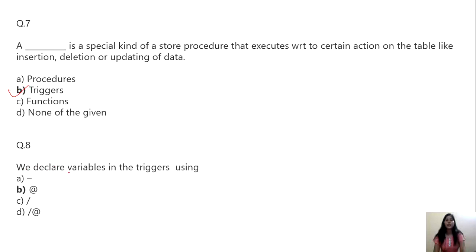Next question is, we declare variables in the trigger using what? So the correct answer for this is @, that we use @ to declare variables in the trigger. So the correct option is option B. Okay, I hope the questions that we have discussed till now are all clear to you.